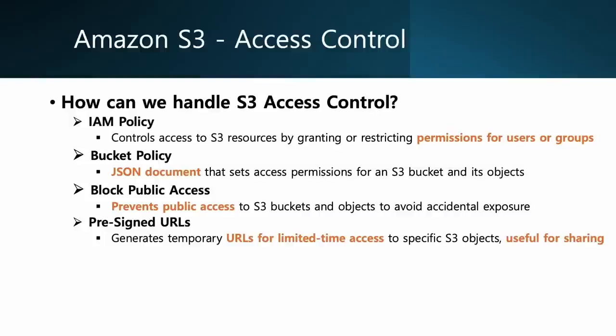The fourth method is the pre-signed URL method, which allows you to create temporary URLs that allow access to specific S3 objects for a limited time. This will be useful for sharing with others. IAM policy and bucket policy will be covered in more detail in the Identity and Compliance Service topic later.